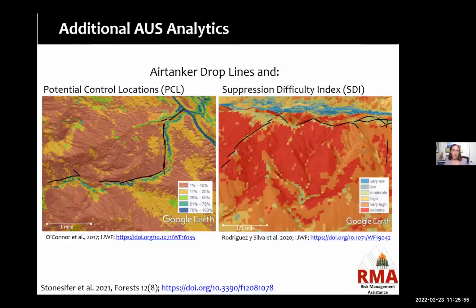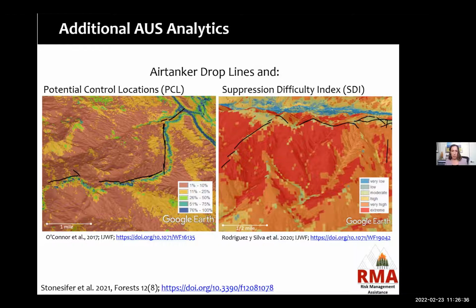So some more analytics that could be part of a broader package include taking the drop lines and putting them over one of these existing surfaces I mentioned. The potential control locations are shown on the left. I included this because I think it's a really great example that highlights how air tanker drops, which are shown as the black lines, are used coincident with this landscape feature that really represents one of the only opportunities in this landscape where the fire is more likely to stop compared to other areas.